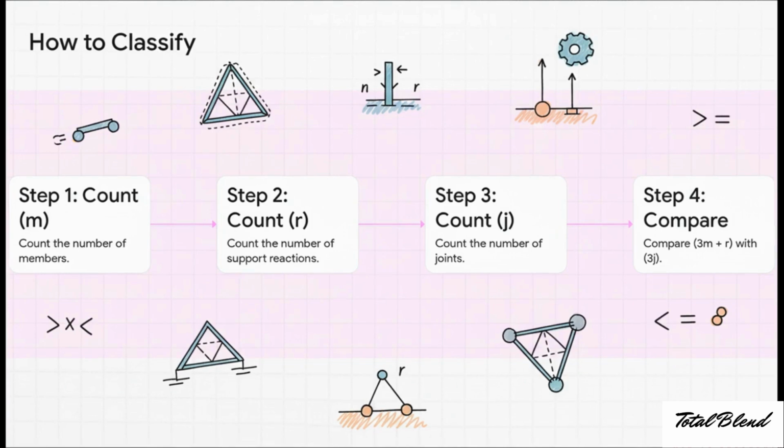First, you just count up the number of members. We'll call that M. Next, you count the support reactions, R. Those are the forces from the ground pushing back up. And finally, you count the joints, J, which is just where all the members connect. Then you just plug them into this comparison. Is 3M plus R greater than, less than, or equal to 3J?